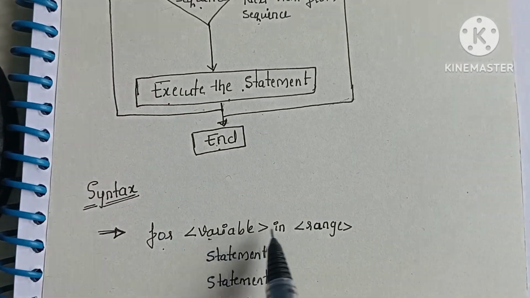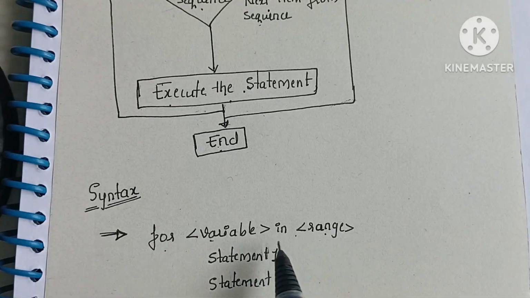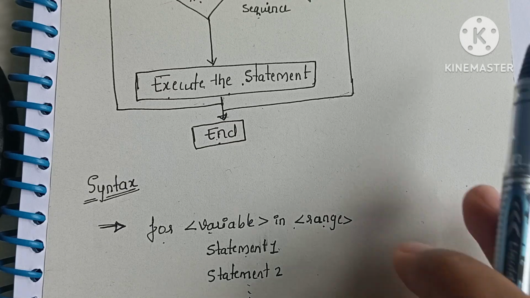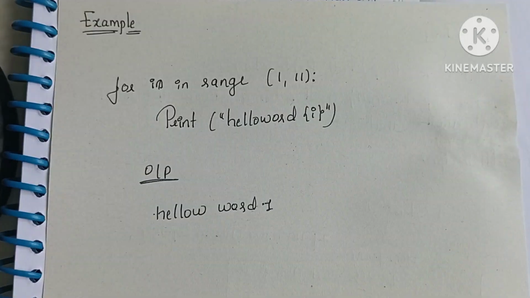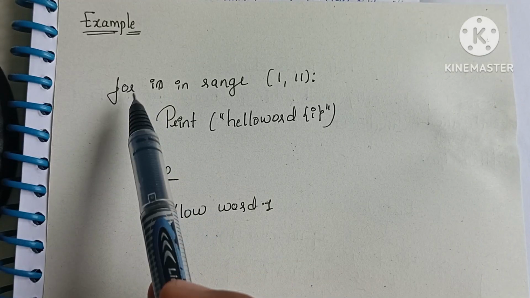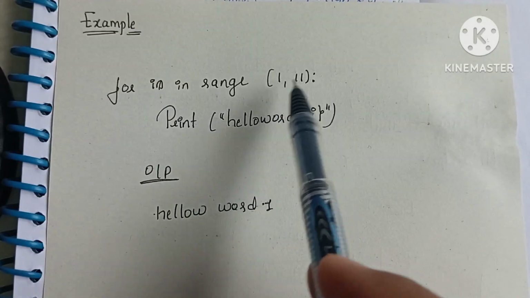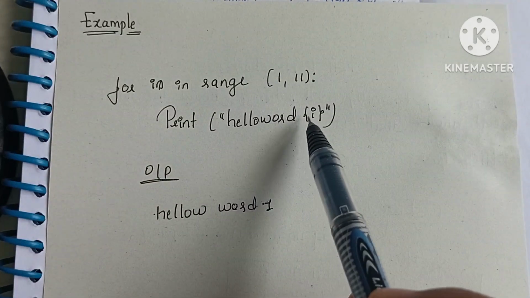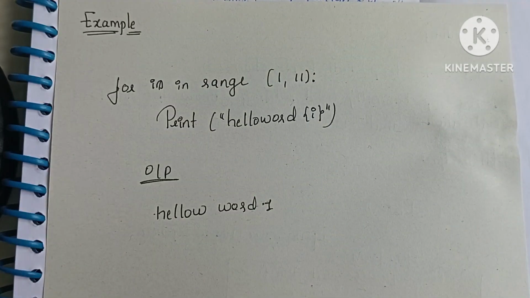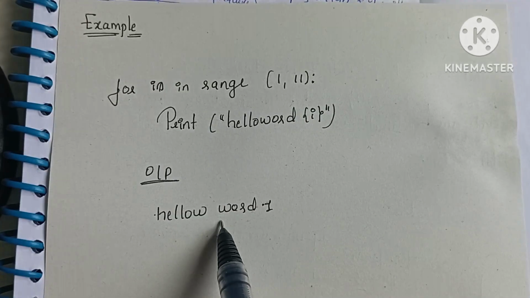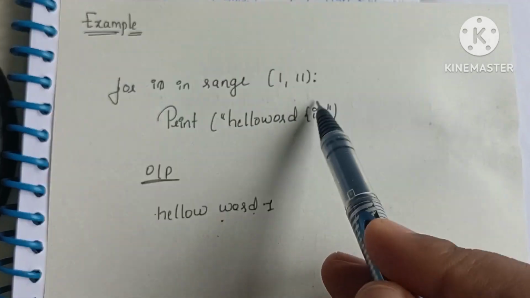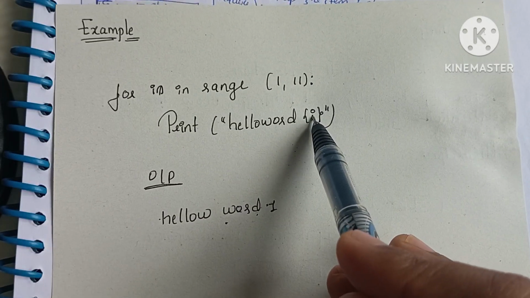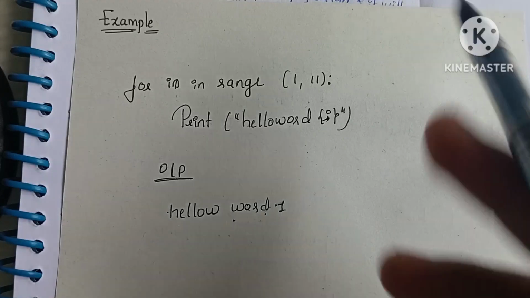Then the syntax: for variable in range, this is the for loop condition, statement 1, statement 2 and so on. Now one simple example of a for loop: for i in range(1, 11), print hello world. It means you can print hello world 10 times. So the output will be hello world. You can initialize here 1 or 11, and you need to consider this initial point i.